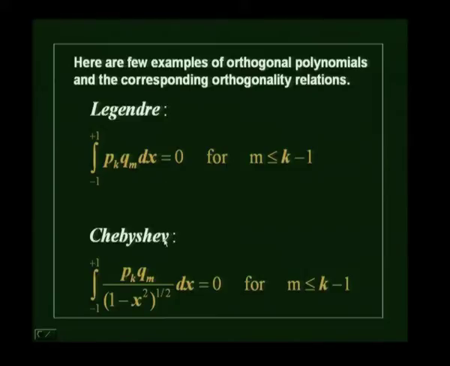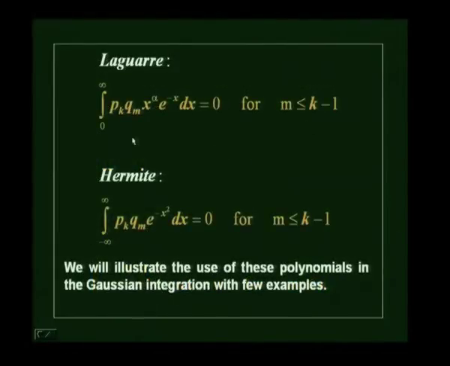We will look at some examples of such quantities in the next class. Okay. And if you have the limits from 0 to infinity, then you would use Laguerre, or if it is minus infinity to plus infinity, then we would use Hermite. Okay. So, these are different examples of orthogonality relations which we would be using to determine the weights.